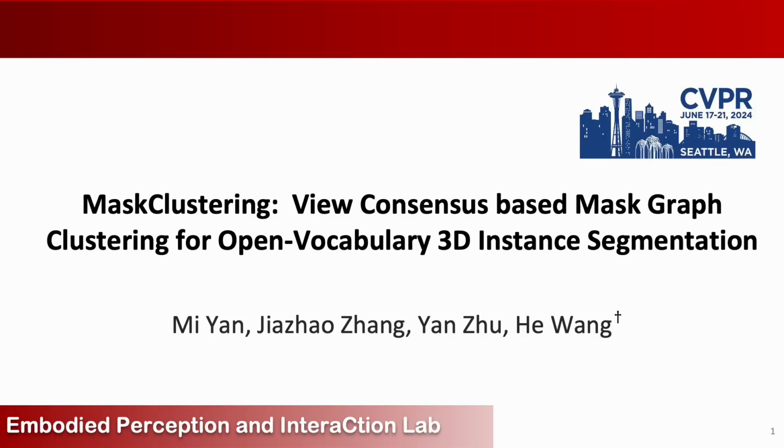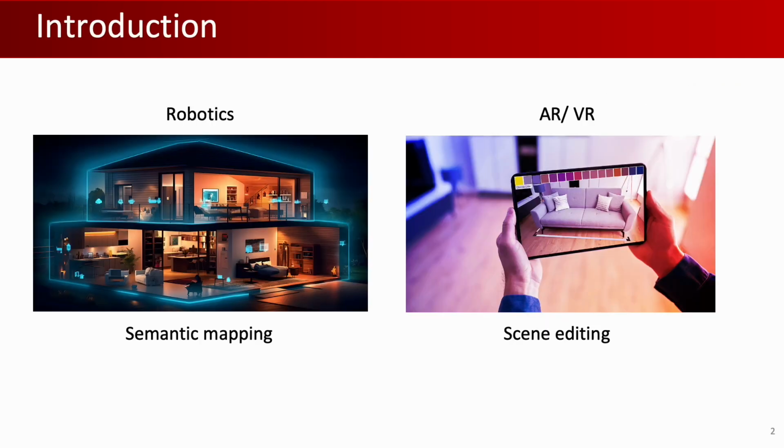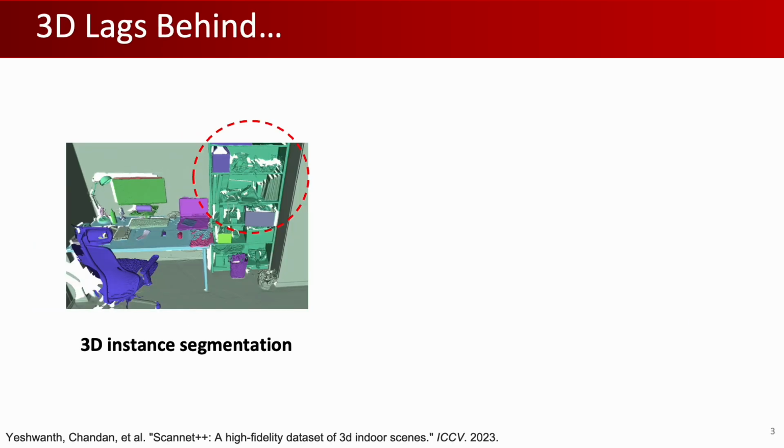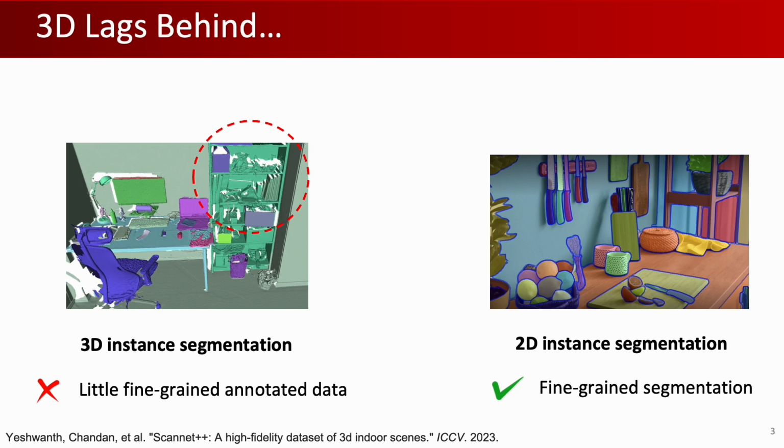In this video, we introduce our CVPR 2024 work, Mask Clustering, View Consensus-Based Mask Graph Clustering for Open Vocabulary 3D Instance Segmentation. 3D instance segmentation is an essential task for robotics and AR, VR applications. However, current 3D instance segmentation models lack fine-grained segmentation ability, primarily due to the scarcity of annotated 3D data, which is costly to obtain. In contrast, 2D instance segmentation has achieved excellent fine-grained segmentation capabilities. Therefore, it's natural to utilize the well-established 2D models to help 3D instance segmentation.